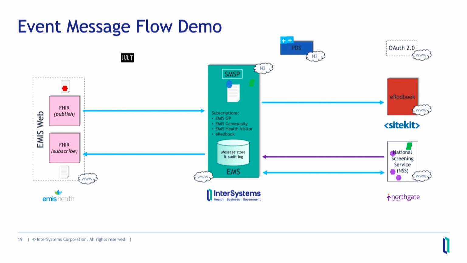So a FHIR message, EMIS Web will want to publish a message. It'll get authority to do that. It'll send the event to the EMS, which is stored. The EMS will then check the demographics against the national system, then evaluate those demographics and decide that there is an interest in that message back in the child health system or in the Red Book system.